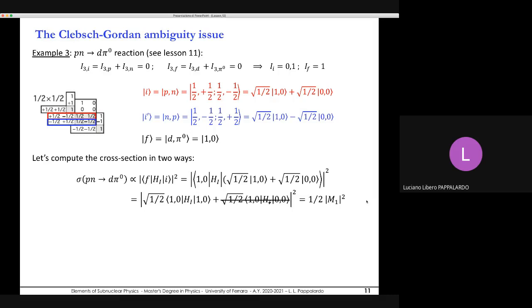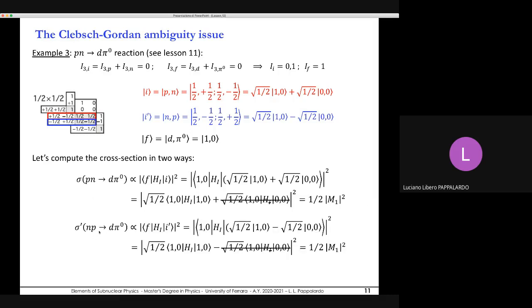What if we now swap neutron and proton, so again, the order. Now we have to use I prime as an initial state, but again, the state that changes sign cancels due to isospin conservation, because it is a non-isospin conserving term. So again, the answer is correct, okay? So in this case, it is isospin conservation that removes the sign ambiguity.